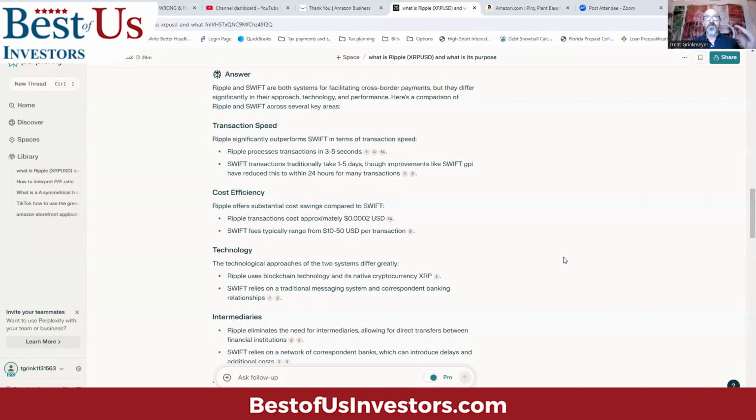Cost efficiencies between SWIFT and the Ripple system. For Ripple, transactions cost approximately 0.0002 cents. The SWIFT program runs anywhere between $10 and $15 per transaction. So if you're moving money quite a bit, which financial businesses like banks and financial institutions are doing, this is a major cost savings to them.